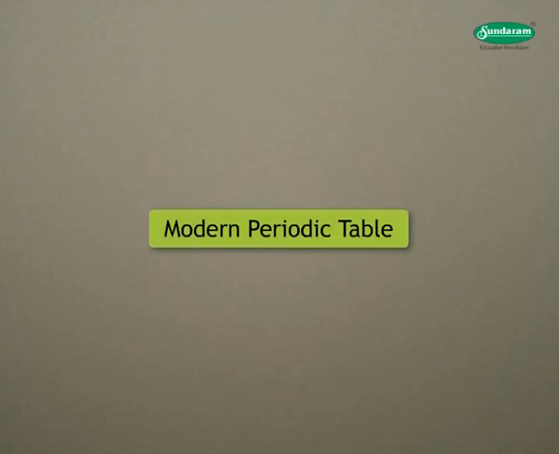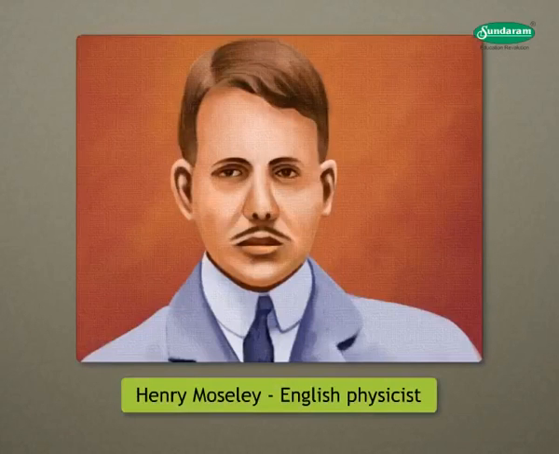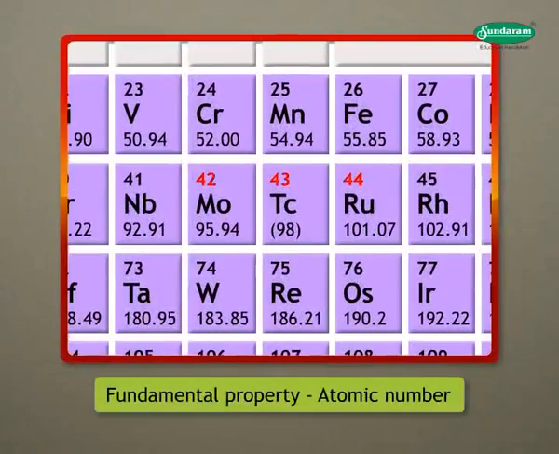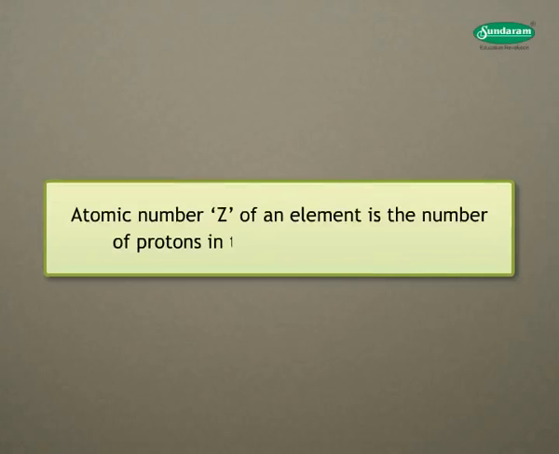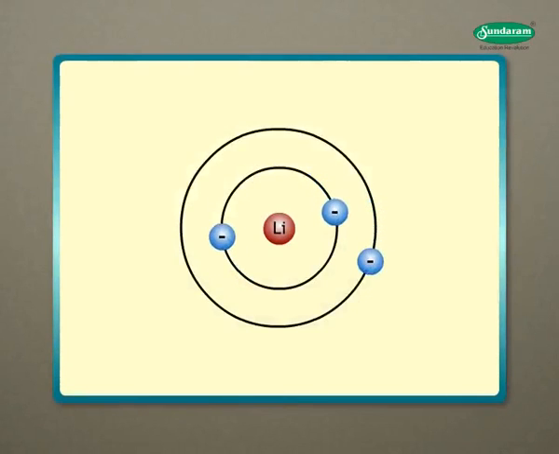Let us move to the modern periodic table. In 1913, Henry Moseley, an English physicist, discovered that atomic number is the most fundamental property of an element and not its atomic mass. Atomic number Z of an element is the number of protons in the nucleus of the atom. It also represents the number of electrons present in the outer shells.